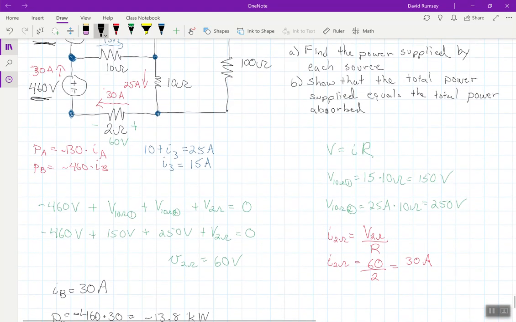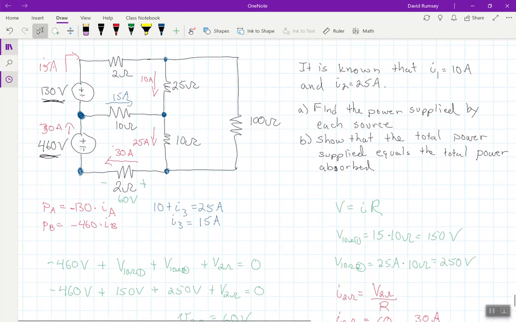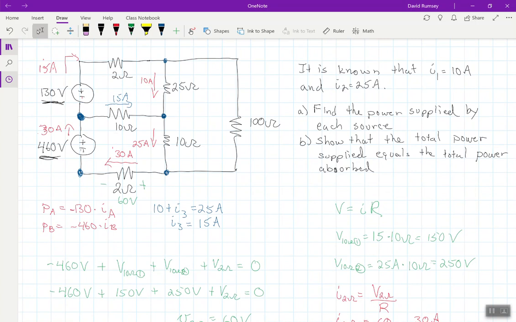So now part B on this is that we're supposed to show that the total supplied equals the total absorbed. In order to find that it's equal to the total absorbed, I need to find the actual power across each resistor. Now this is not going to be as hard as it sounds, because we've already got a lot of the information we need here. We just have one other piece of information that we need.